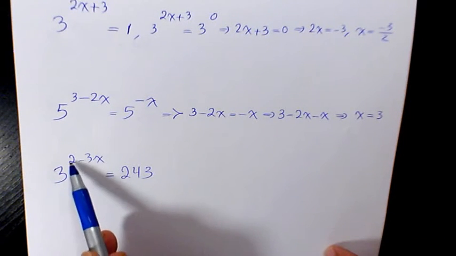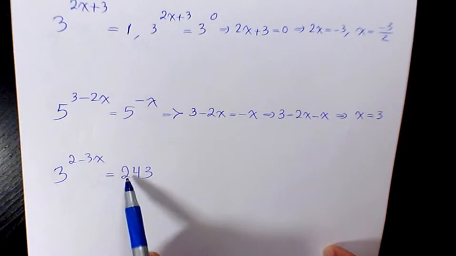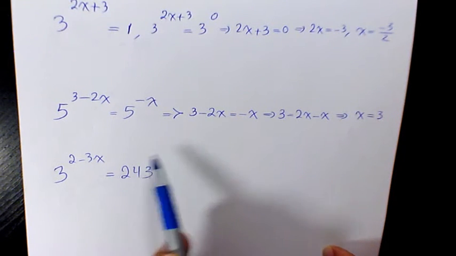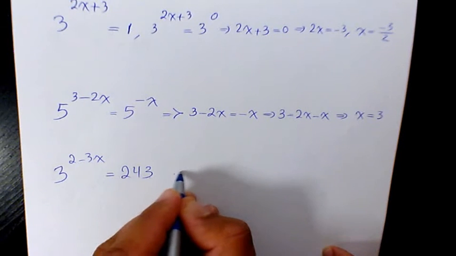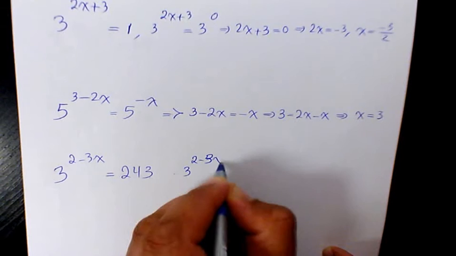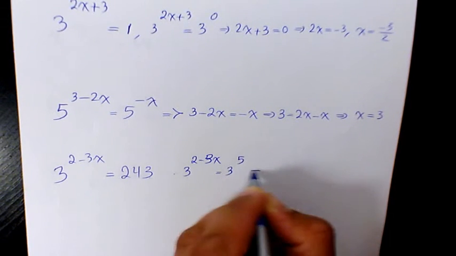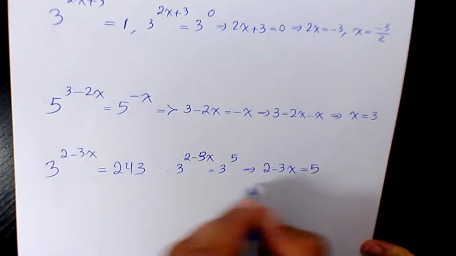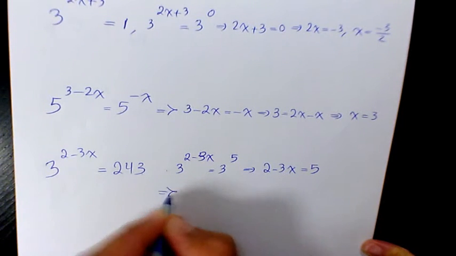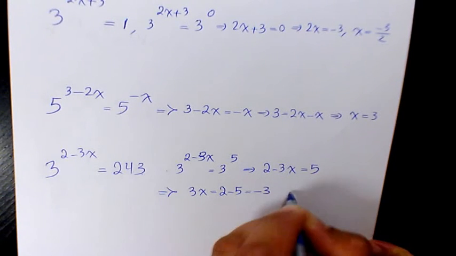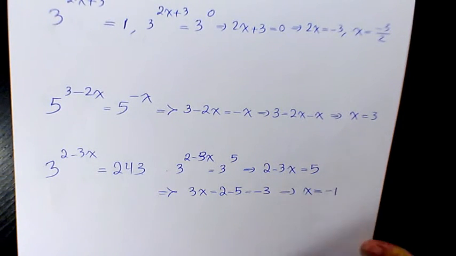Next one, 3 to the power of 2 minus 3x equals 243. 243 is the same as 3 to the power of 5. So we can say 3 to the power of 2 minus 3x equals 3 to the power of 5. So therefore 2 minus 3x equals 5. So we can say 3x equals 2 minus 5, or negative 3. So we can conclude that x equals negative 1.